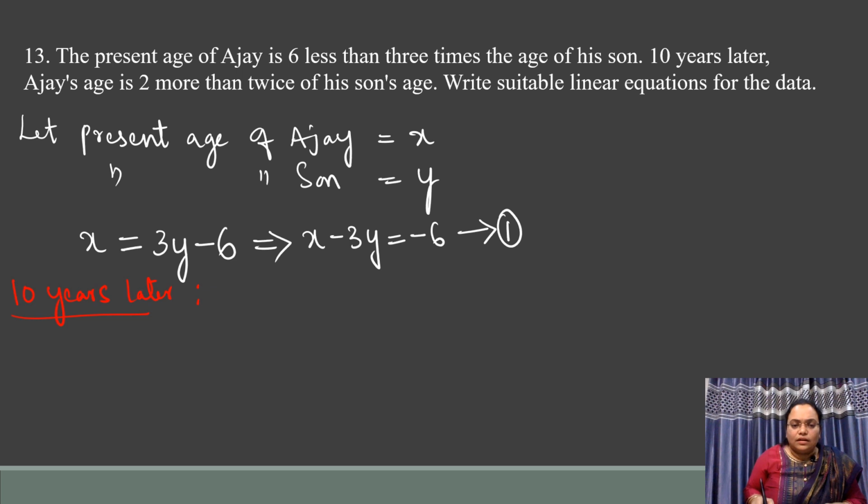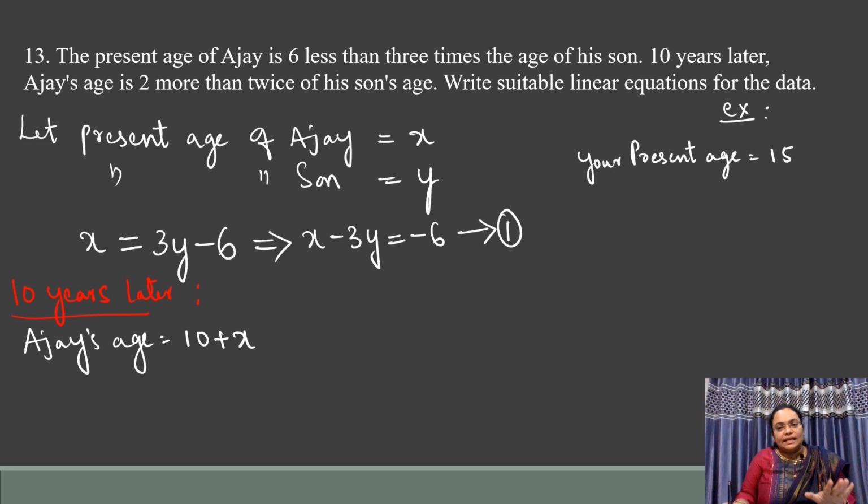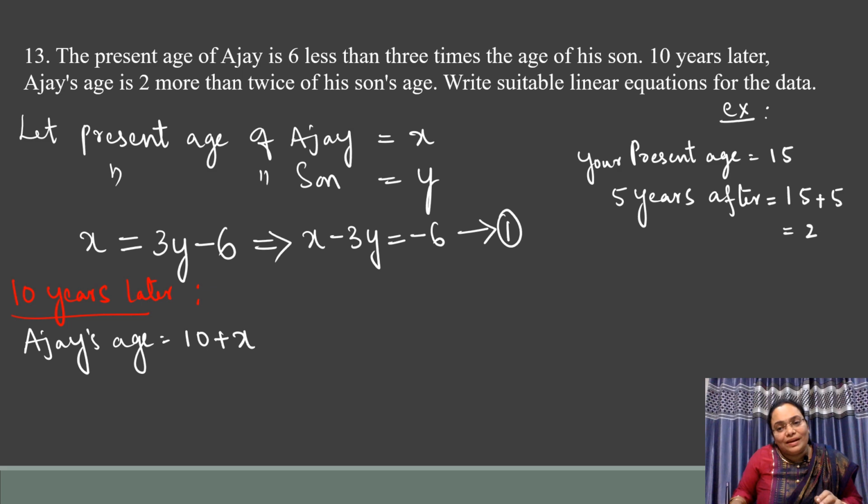10 years later, what will be Ajay's age? I'm just taking this for example. Let us take your present age is 15. 5 years after, you will say 15 plus 5, you will be 20 years. 2 years ago.